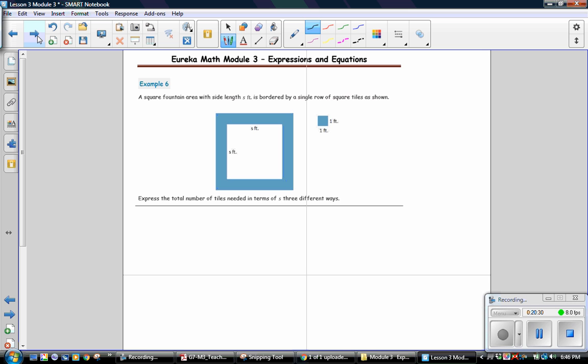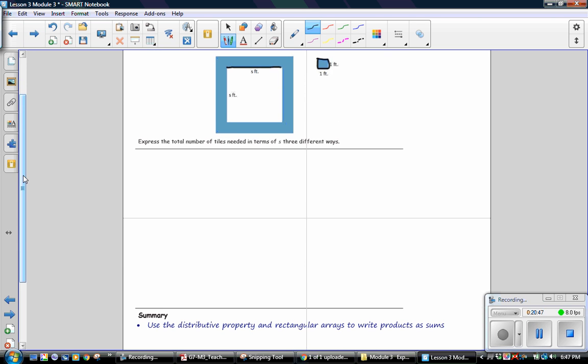Example 6. A square fountain area with a side length of s feet is bordered by a single row of tiles as shown below. So this is s feet. And we know that this represents 1 square foot. Express the total number of tiles needed in s 3 different ways. So we'll do that below, and we'll draw our fountain. And we know that the length of this is s. And we know that the length of this section is 1.